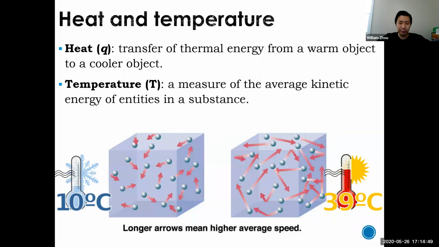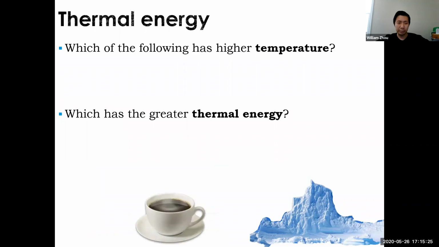Okay, so if you look at the boxes, on the left, you have a box at 10 degrees Celsius, and the little particles in there, they're kind of moving around. Everything moves randomly. However, if you heat that up to 39 degrees Celsius, as temperature increases, their kinetic energy increases, the particles all move faster. Okay, so that's the definition of temperature, the average kinetic energy of the entities in a substance. Okay, so these definitions, please make sure that you guys are familiar with. They're similar, but they're not the same.